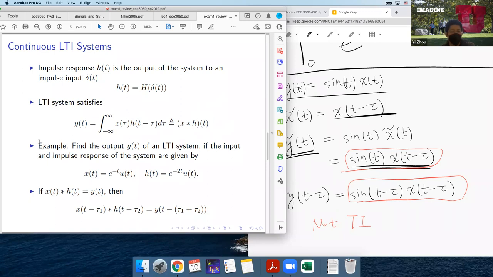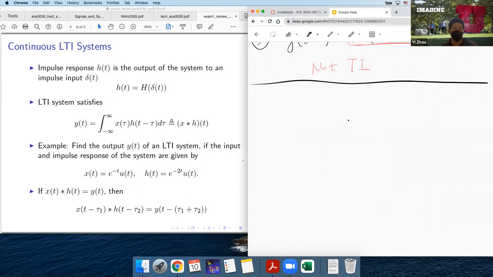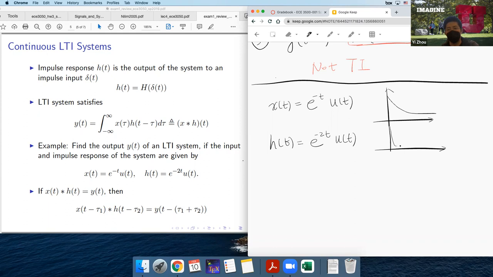So in the slides, in the lecture, we have gone through this example to calculate the convolution. I won't repeat it here because I think I made a mistake there. So let's look at these two signals. We have x(t), and h(t) is e to the power of negative 2t. So this one decays faster. Okay, and then we just plug them into the convolution formula.